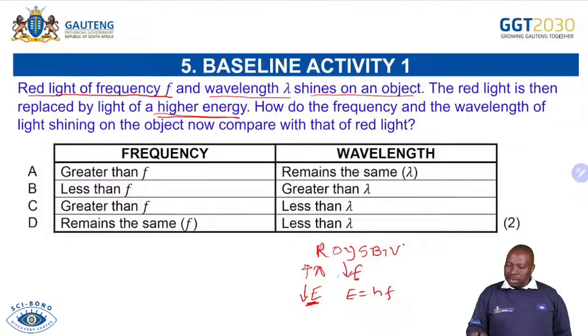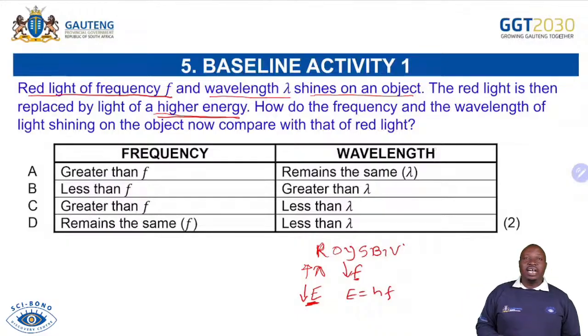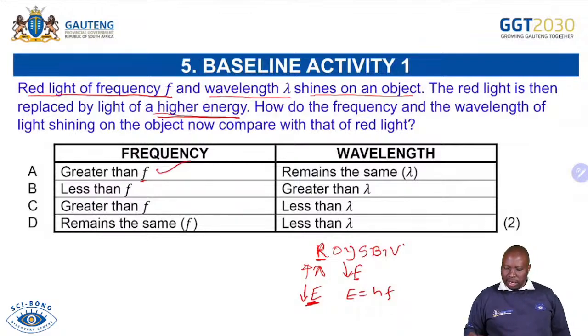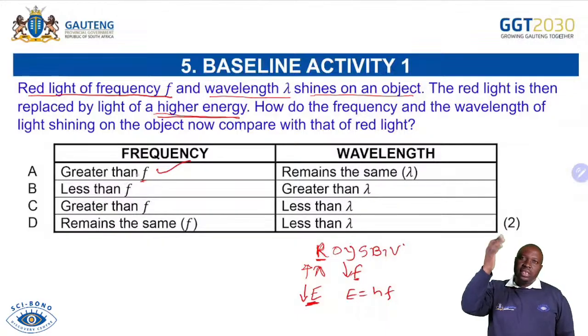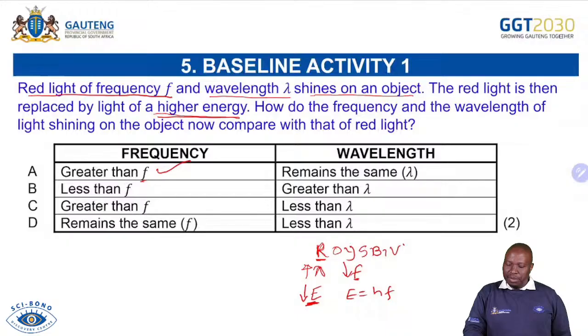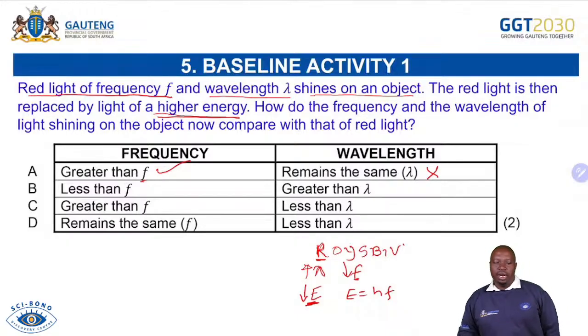So how will the frequency and the wavelength of the light shining on the object compare? I think I've answered your question. Option A says when we replace red with any color, there will be greater frequency. Yes, frequency increases, so this is correct. But the relationship between frequency and wavelength is that when frequency increases, the wavelength decreases. It does not remain the same. That makes that one wrong.